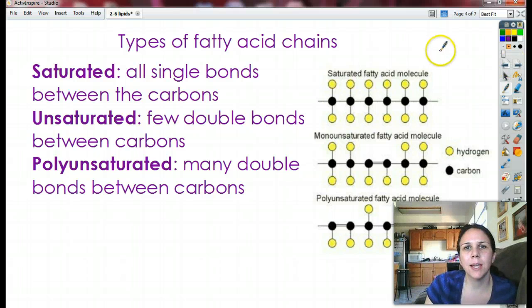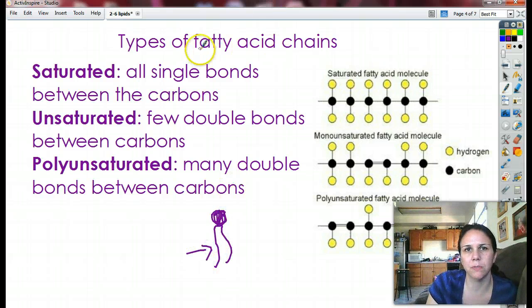Okay, types of fatty acid chains. Okay, so the little tails. So in my ping pong ball with the little tails, we're referring to these parts. Those are the fatty acids. There's lots of different types of fatty acids, depending on how they look. So the first one we do is we call saturated. You've probably heard of saturated fats before.